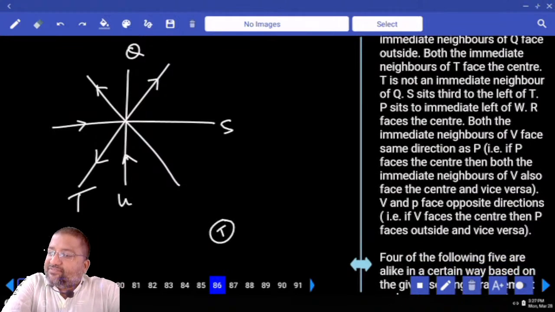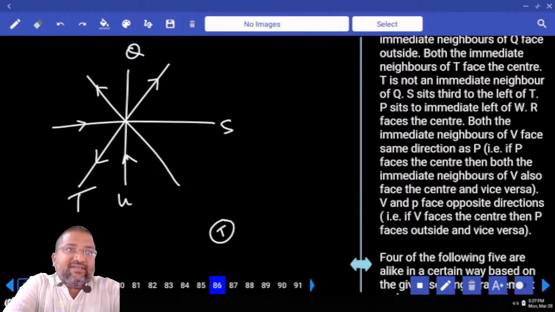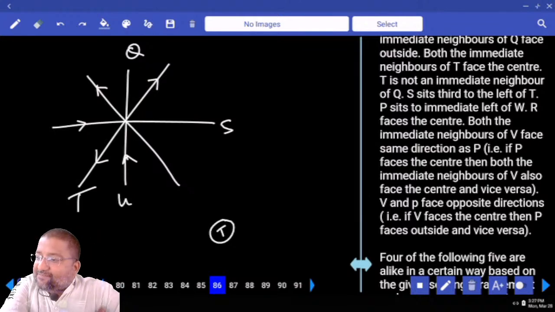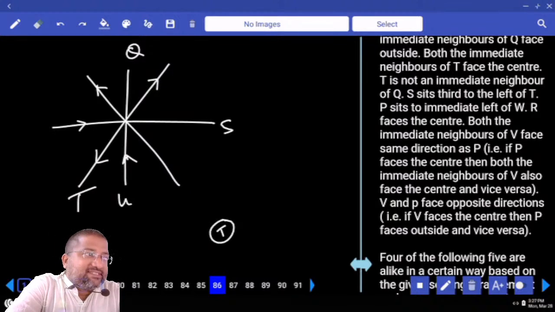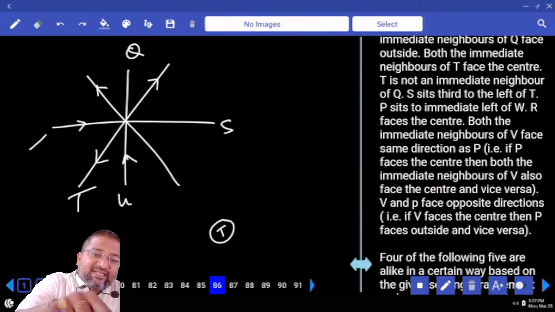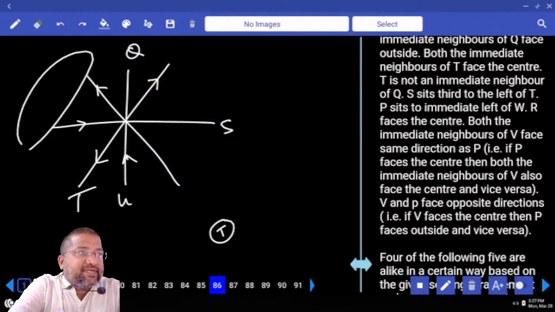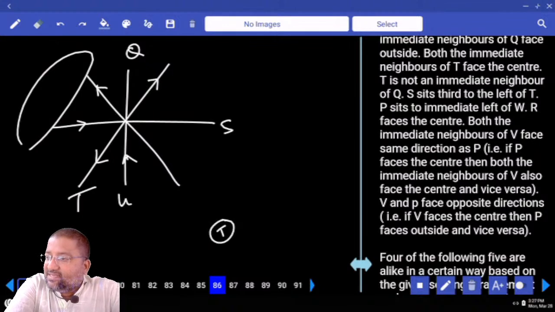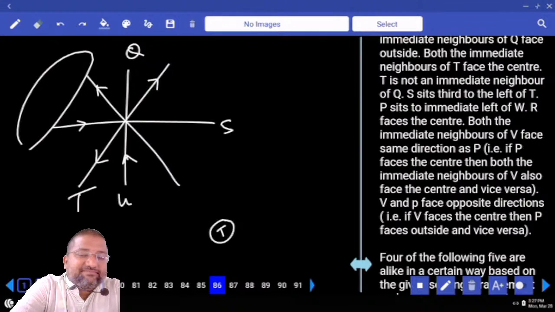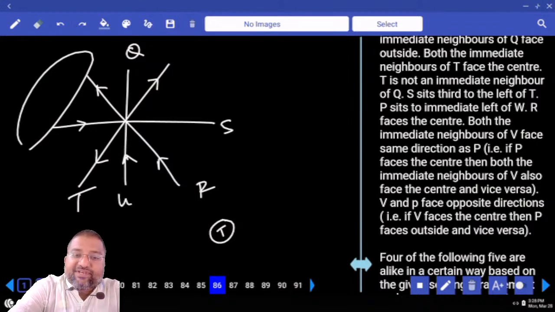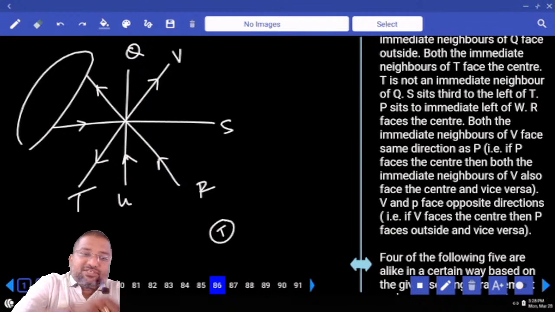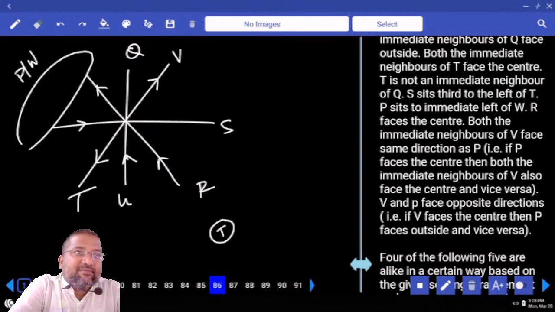P sits to the immediate left of W. R faces the center. P sits to the immediate left of W, and P and W are immediate neighbors. How many seats should be vacant? 2 adjacent seats should be vacant, minimum. And these are the places for P and W. And then he says, R faces the center. So obviously this has to be R. And those spaces are for P and W. Can you please tell me who is left out here? V. These 2 are for P and W. So who is left out? V. Next.